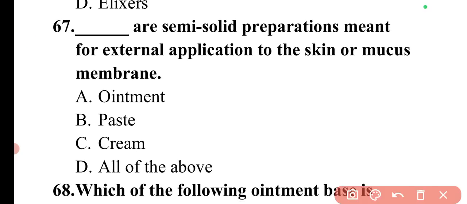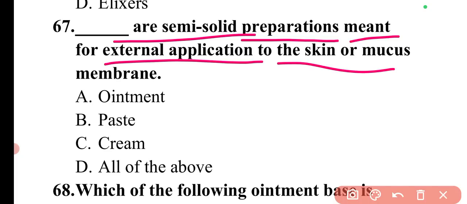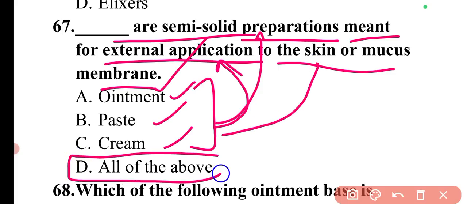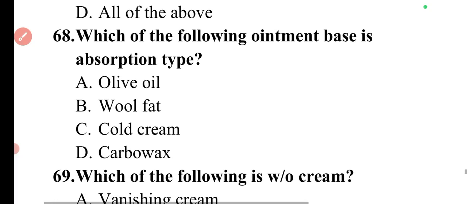So the question is, dash are semi-solid preparations meant for external application to the skin or mucous membrane. So ointments, paste and creams, these all are the semi-solid preparations. They are applied externally and they are applied on the skin or mucous membrane. So here the option D, all of the above, will be the correct answer.